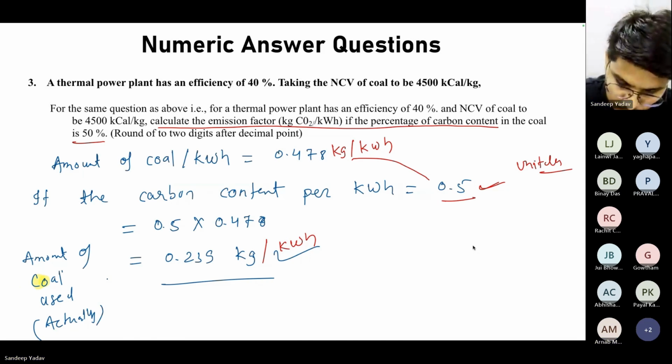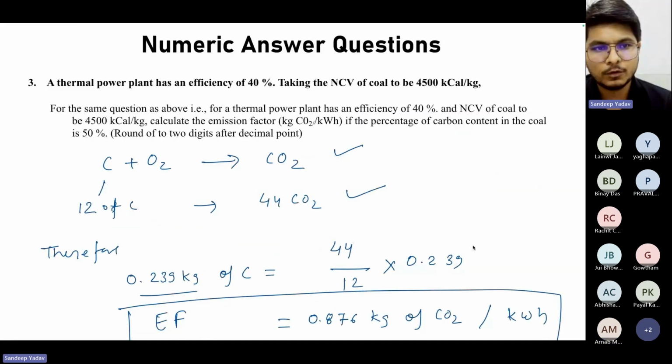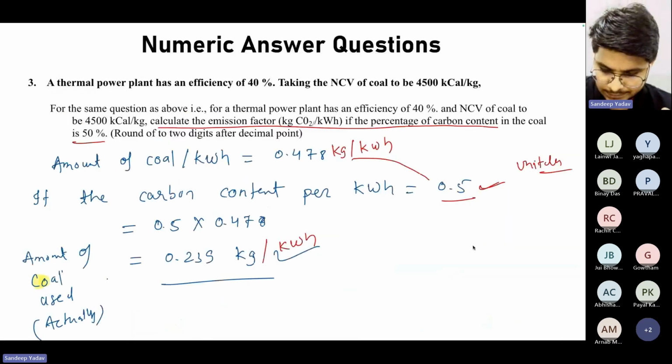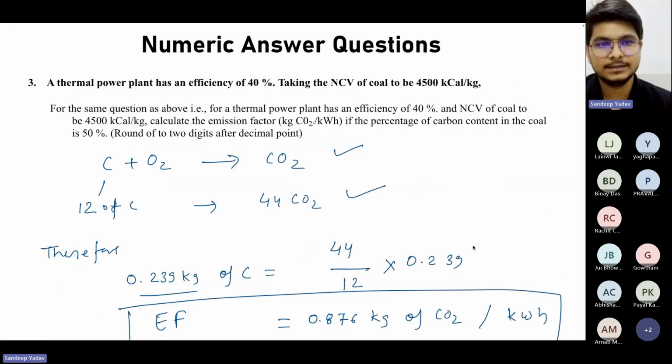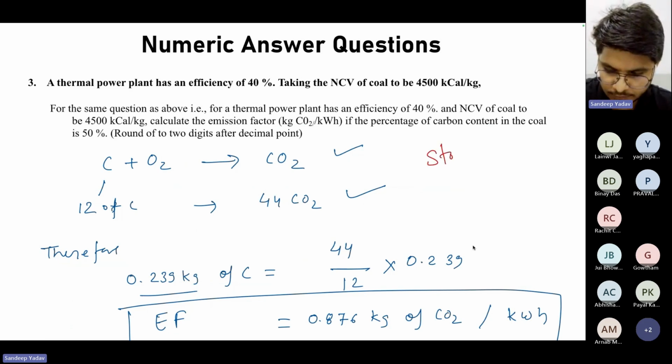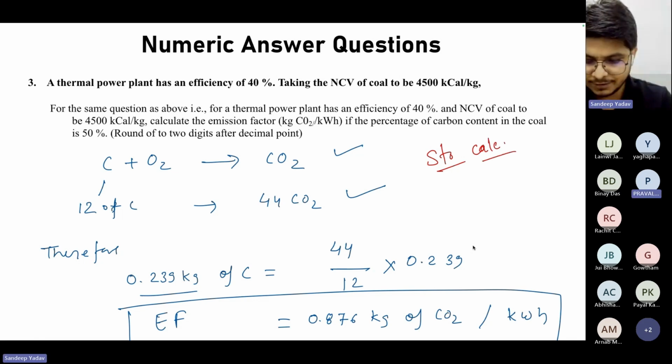Okay. So that's how we calculate the amount of carbon being used, and also the amount of CO2 that is being released into the environment. We have to do this from the stoichiometric conversion, the stoichiometric calculations. That is what we have done, and we have calculated the emission factor from taking the mole fractions of the C and oxides.